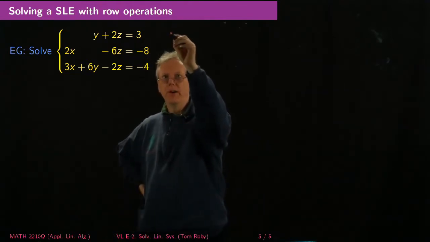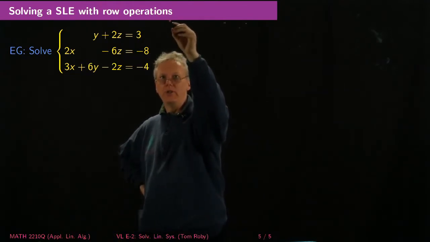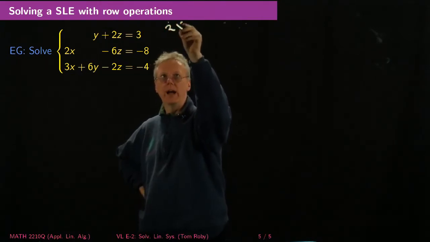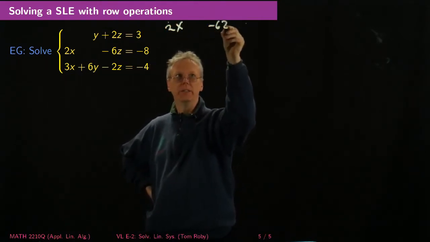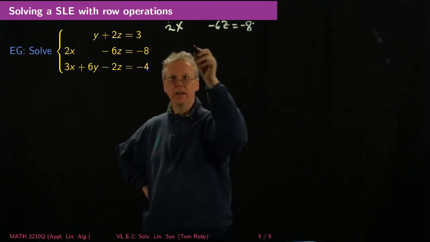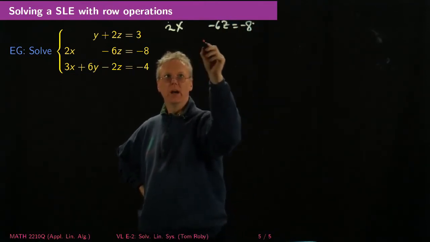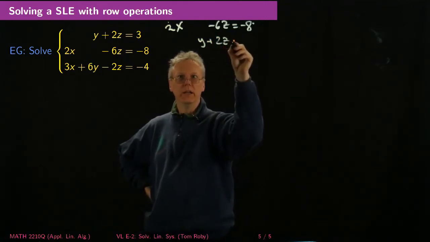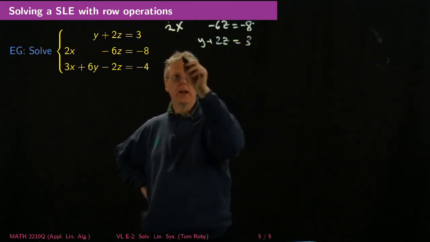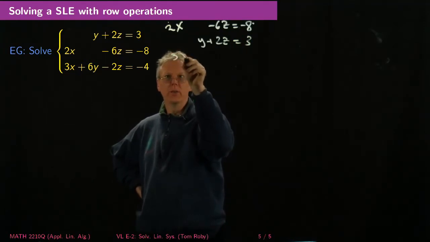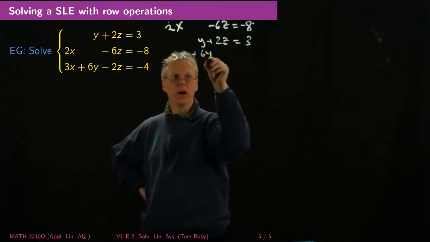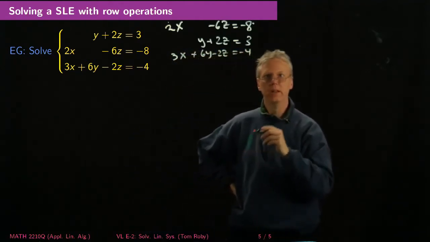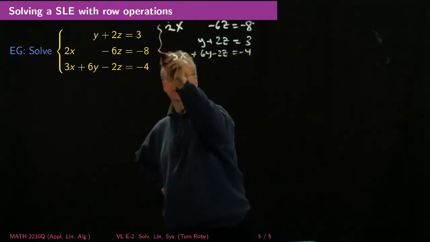So I'm up here, and the first thing I want to do is interchange two rows. I want to make my top one be 2x minus 6z equals -8. I want to make the next one be y plus 2z equals 3. And then the last one will still be 3x plus 6y minus 2z equals -4. Okay? So now I've got this system.